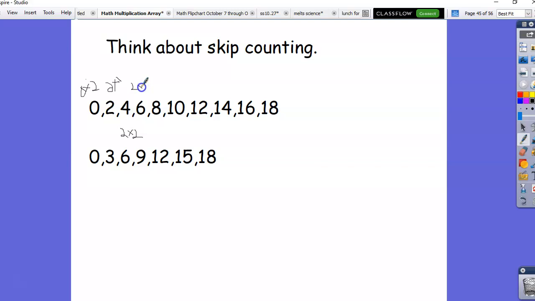And that's how I wanted to show them how skip counting is actually related to multiplication, because each time you move over a group, you would multiply by 2. So like this one, this is the 9th one, so this would be 9 times 2, or 2 times 9, and that would get you 18. So it goes the same way with the bottom skip counting.